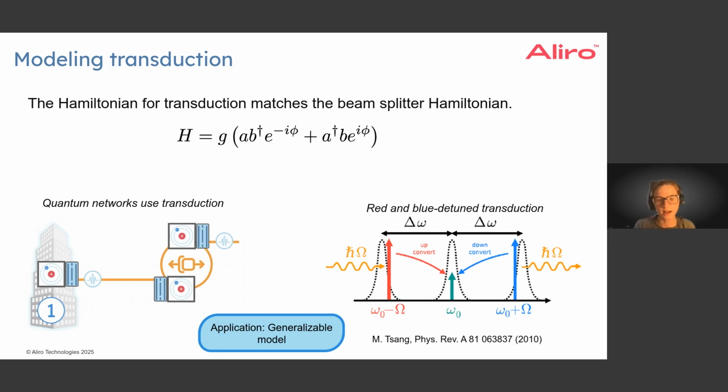So it turns out that for red detuned transduction, the Hamiltonian that describes the process is actually the beam splitter Hamiltonian. There are a lot of references that go through why this is. I've included one on this slide in case you want to check it out. But basically, understanding that red detuned transduction follows a beam splitter Hamiltonian, we can now see that the beam splitter Hamiltonian is a very generalizable model.